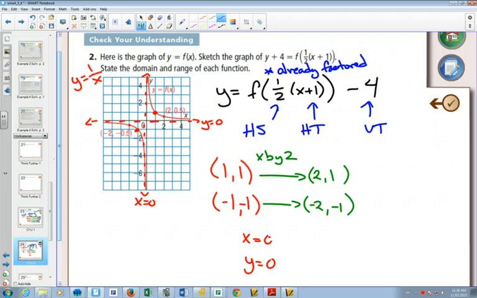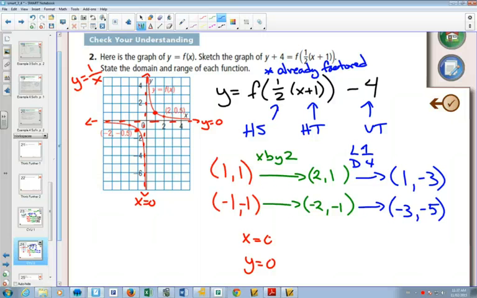And then the horizontal translation and the vertical translation, you can do those at the same time with the arrow, because the horizontal one will mean that we're going to go left 1 unit and down 4 units. And since one affects the x and the other affects the y, you can do that at the same time. If I go left 1, I'll go to 1. If I go down 4, I'll go to negative 3. If I go left 1, I'll be at negative 3. And if I go down 4, I'll be at negative 5.